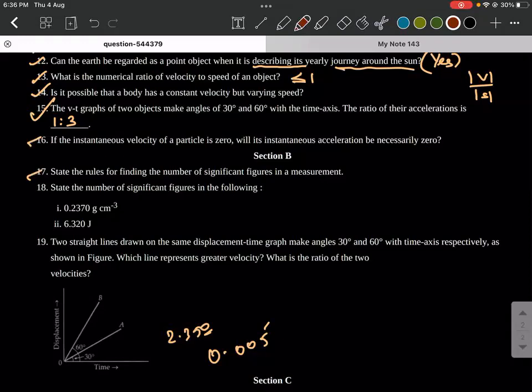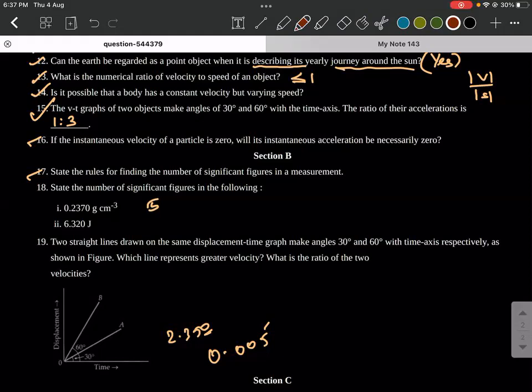So 16, 17. State the number of significant figures in the following: 0.2370. Wait, let them guess. Can you guess? At least guess one. So 0.2370. How many digits? How many numbers are there, including all the zeros? So 2 zeros, 237. So there are totally 5 numbers. Okay, significant figures are the number of digits. So can I write the answer for this as 5 here?